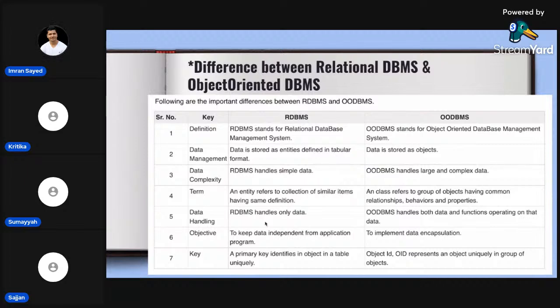An RDBMS handles only data, while an OODBMS handles both data and functions operating on that data. An RDBMS keeps the data independent from the application program, while an OODBMS implements data encapsulation. In an RDBMS, a primary key identifies an object in a table uniquely. Here, the OID represents an object uniquely in a group of objects.